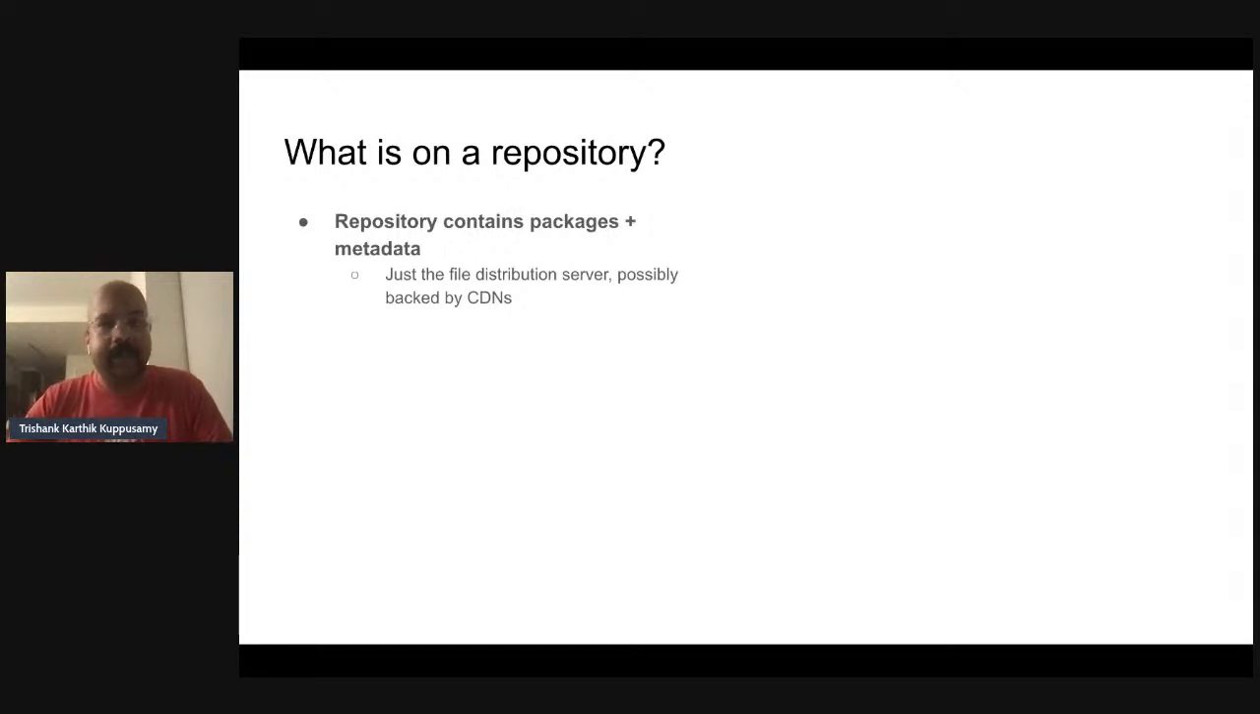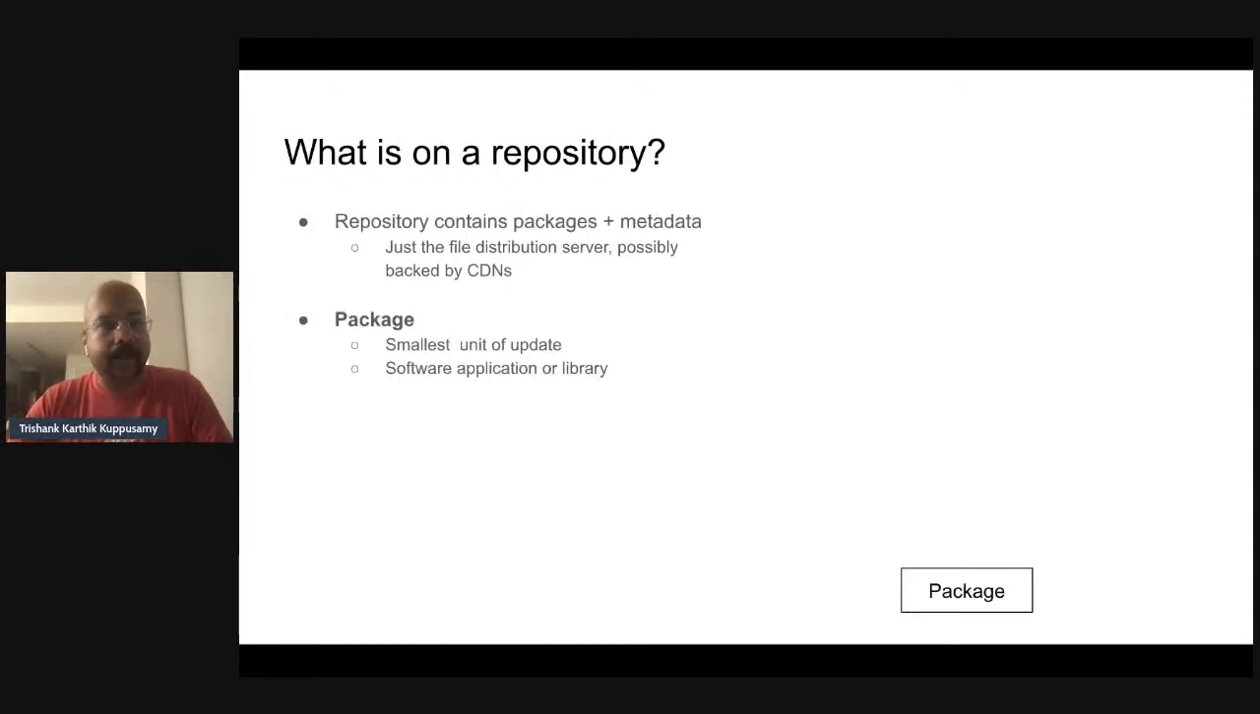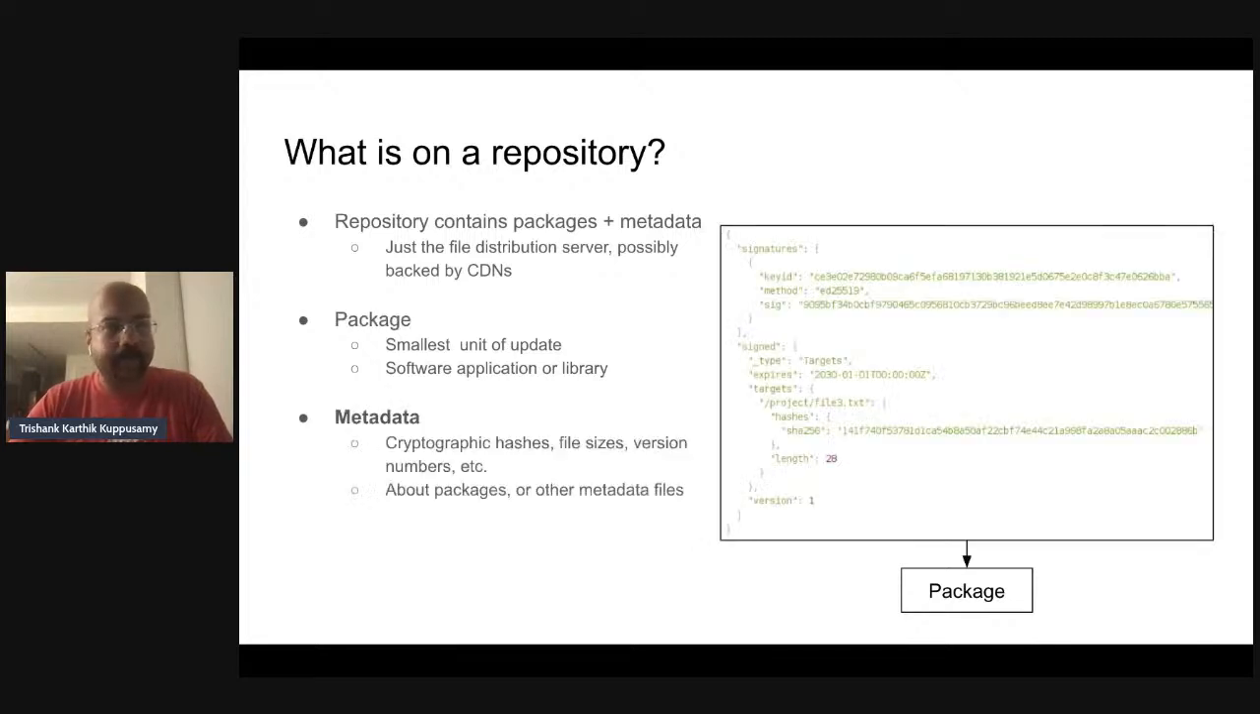And a repository contains two types of things. One is packages. Package, of course, is the thing we're all ultimately interested to download and use. It's the smallest unit of update. Could be an application or a library. And metadata is just data about these packages, or even other metadata. It's just information about. That's all it literally means.